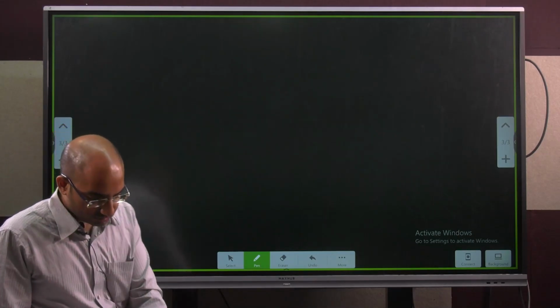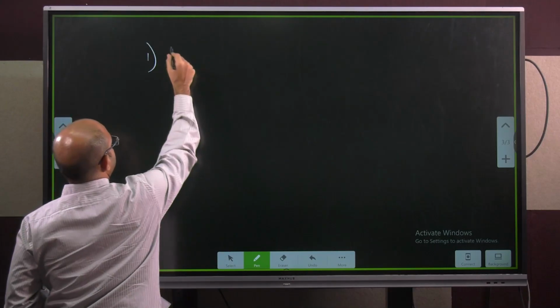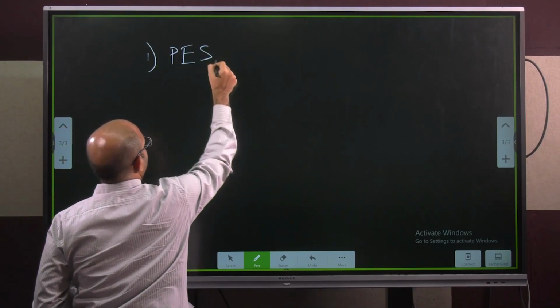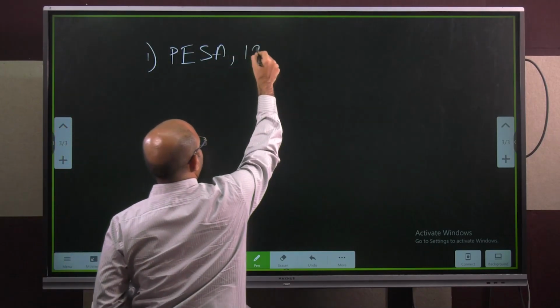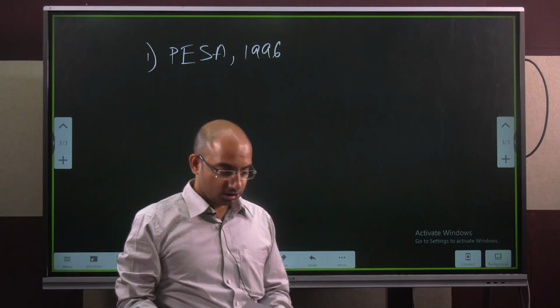So we'll begin with the first question. The first question is about PESA 1996. Now for this also I shared a handout on the group. So if some of you need some basics of this, you can go through the handout.